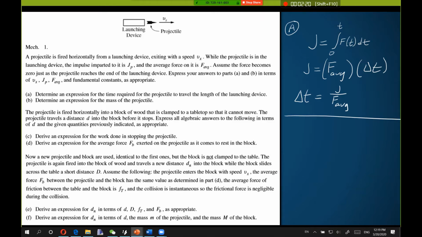Then for B, we need to determine an expression for the mass of the projectile. Okay, and this is closer to what you were just saying earlier. I think you were trying to use momentum. So our impulse is our change in momentum. So that means our impulse is m dv, right? Okay, what's my change in v?